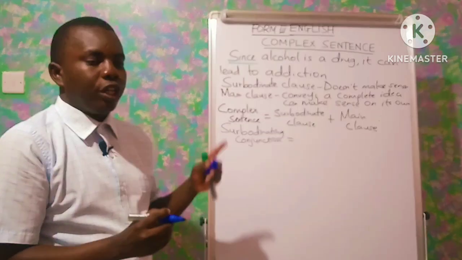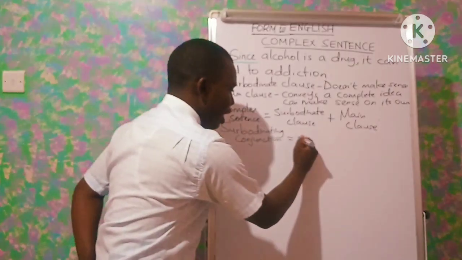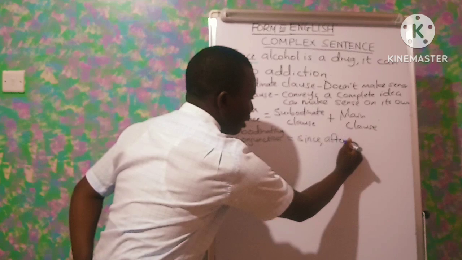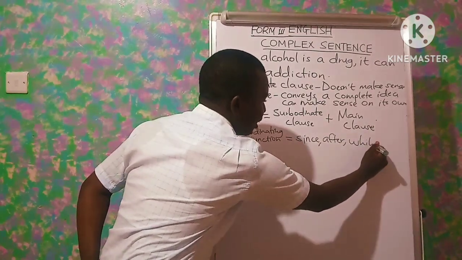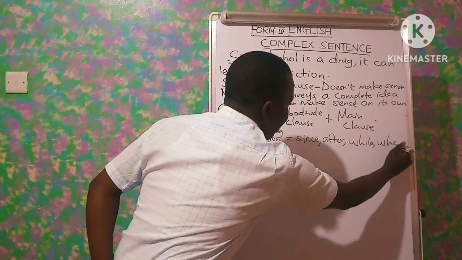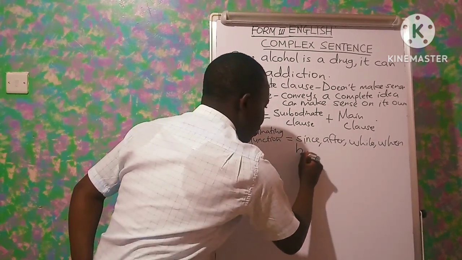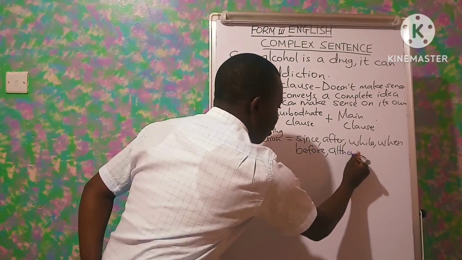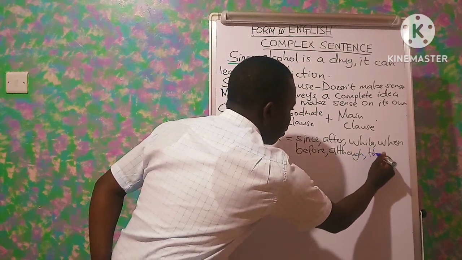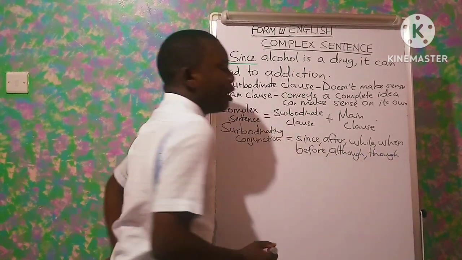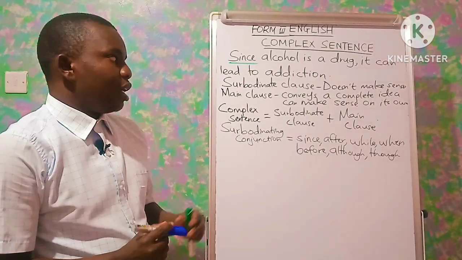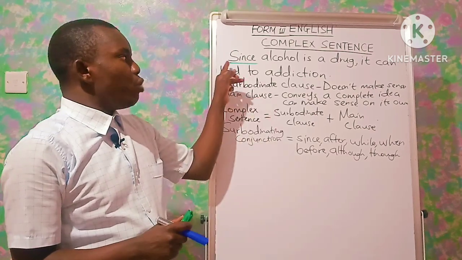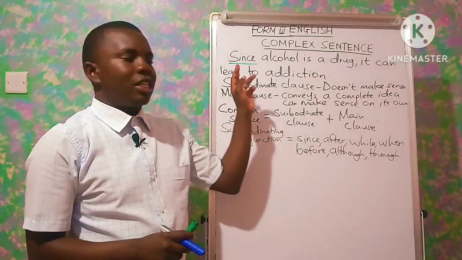So examples of subordinating conjunction, we can have since, like we have there. We can have after. We can have while, when, before, although, though, among many others.